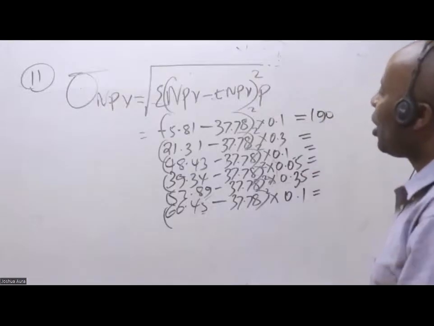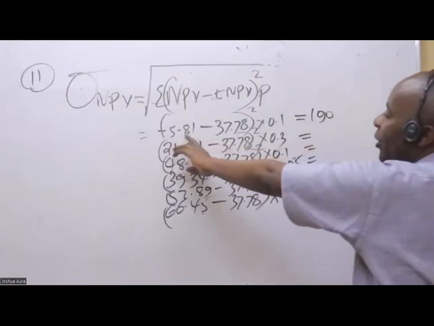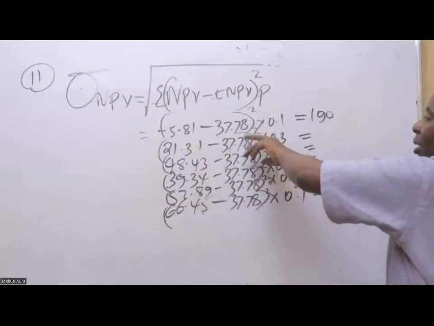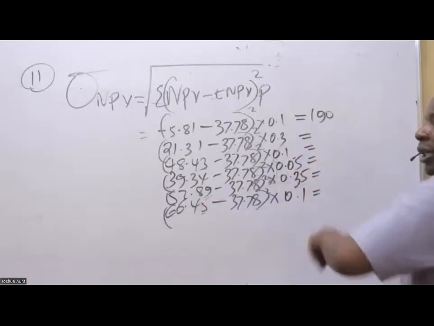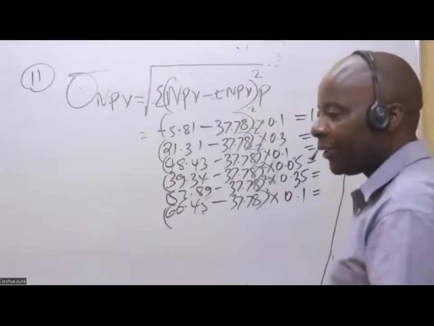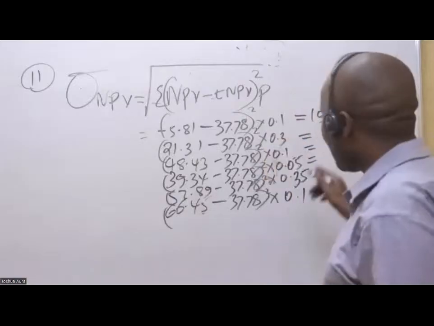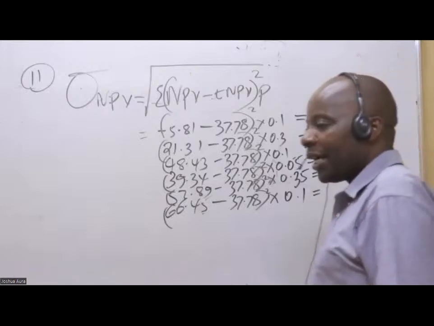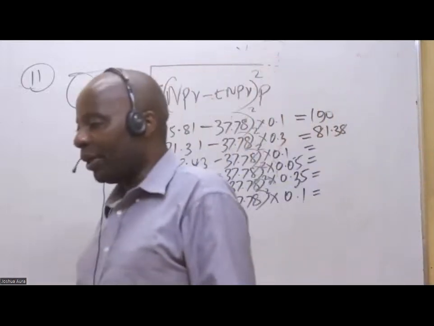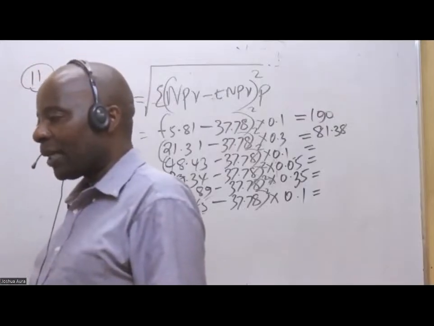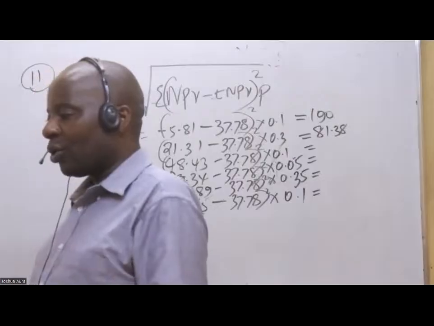Go to the second one, say open bracket 21 minus 21.31 minus 37.78. You say squared times 0.3. I'm being given a figure of 81 point something. 81.38. Are we together there? 81.38. Please go to the third one now.